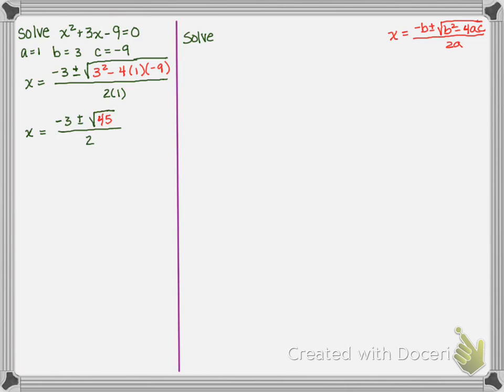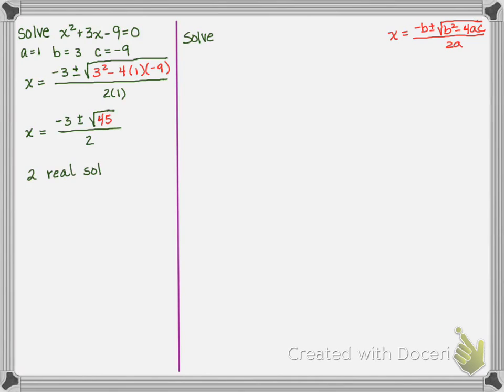Oh, question. How many solutions did we just get to that equation? 2. We got 2, right? We get one solution using the plus and one solution using the minus. But we can write it like that, with the plus sign. So this is 2 real solutions.